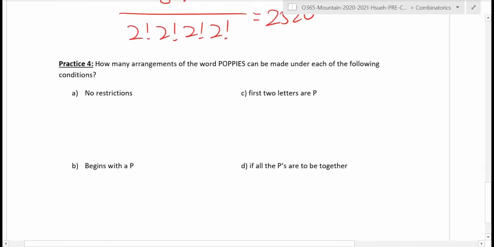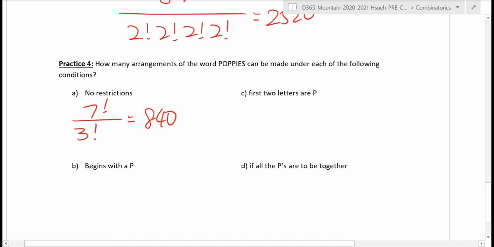Okay, number 4. How many arrangements of the word poppies can be made under each of the following conditions? Part A, no restrictions. Okay, so we have how many letters? We have 7 letters. We have 3 p's. So for no restrictions, it's simply going to be 7 factorial divided by 3 factorial, because again, we have 3 p's. Okay, so repeated letters. If you put this into a calculator, 840.